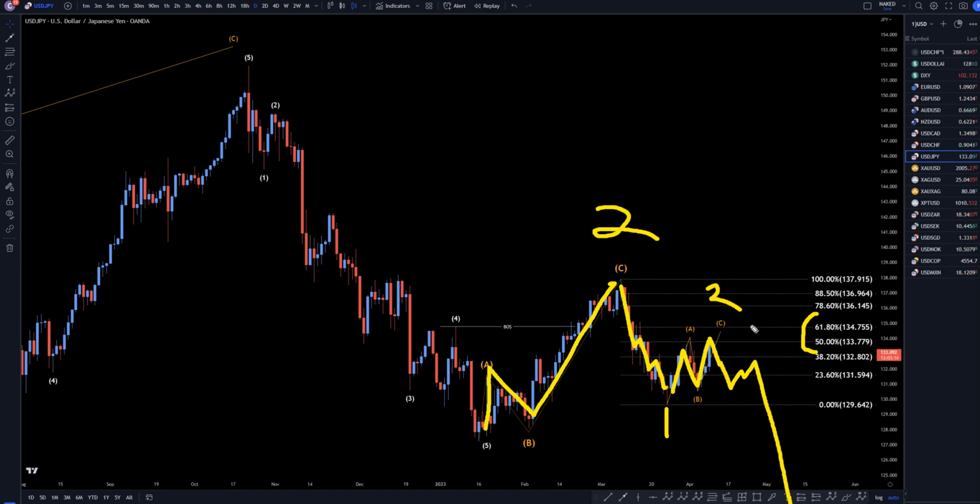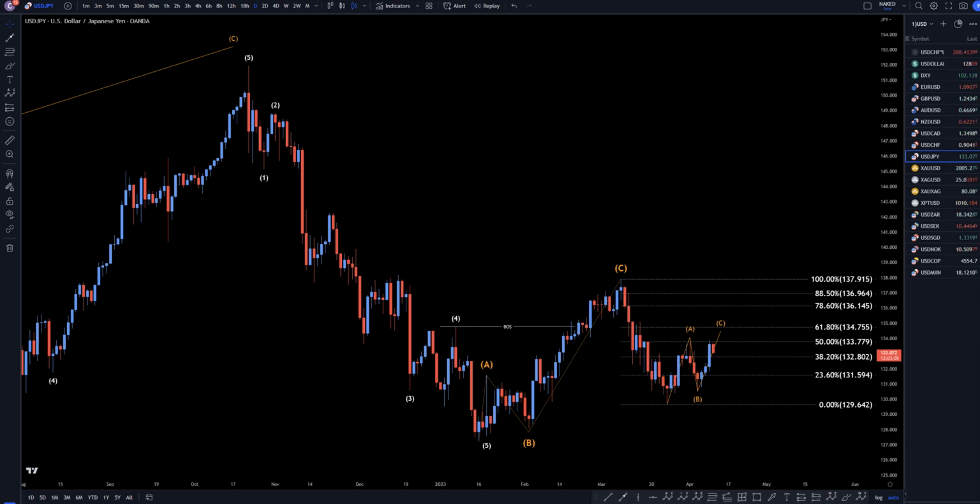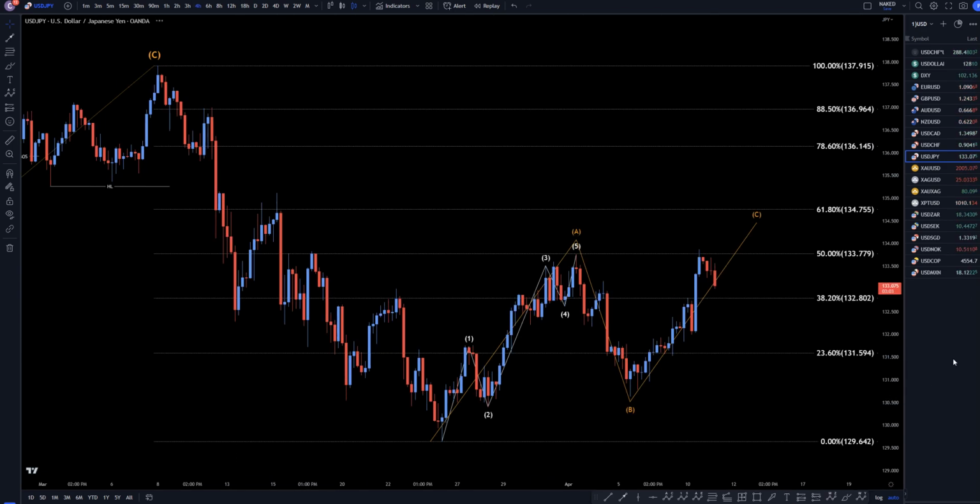So I am definitely looking for the end of this move up on the shorter time frames for an entry to go short for the continuation of what I think may end up being a big wave 3 on the longer time frames. So taking it down to the 4 hour time frame.